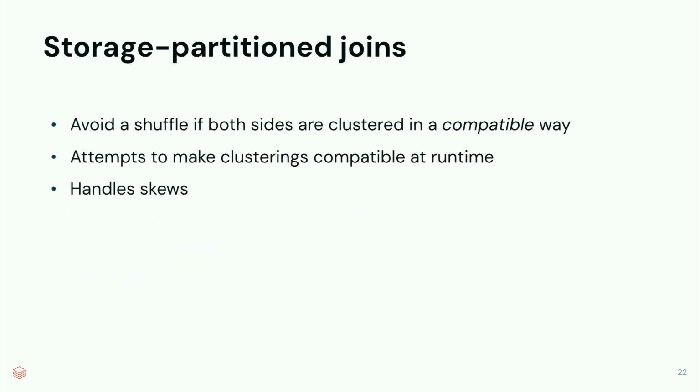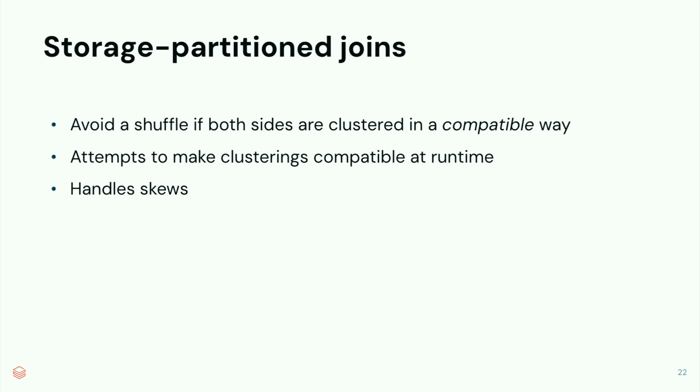Another big one is storage partition joins. It's a lot more powerful and more generic implementation of the DSv2 bucketed join. It's no longer limited to bucketing. You can use it with any clustering. And the idea is still the same though. If you're doing a join and both sides are clustered in a compatible way, and the word compatible here is important, so it doesn't have to be exactly the same. It has to be compatible. Then you can skip the shuffle.